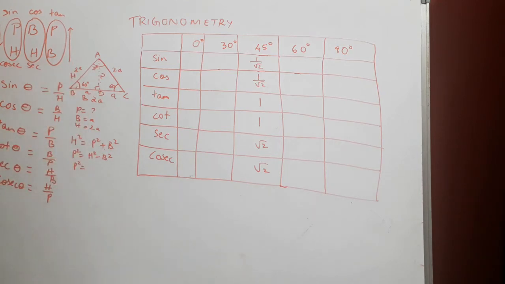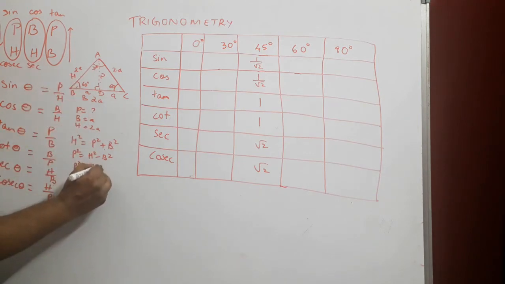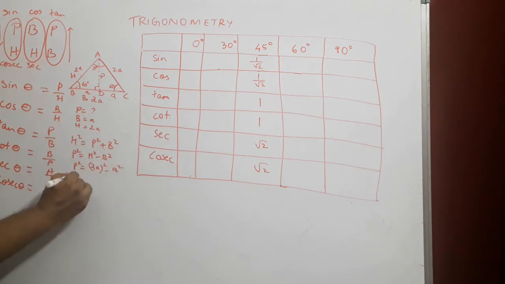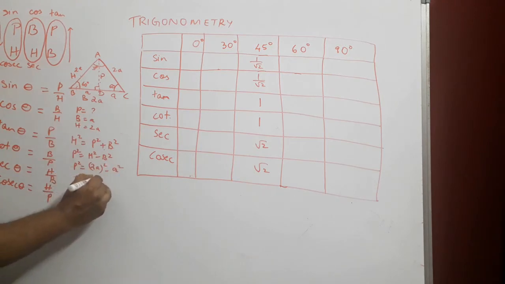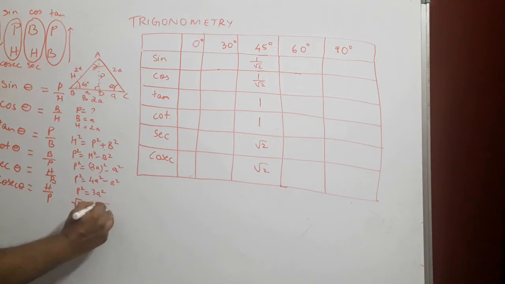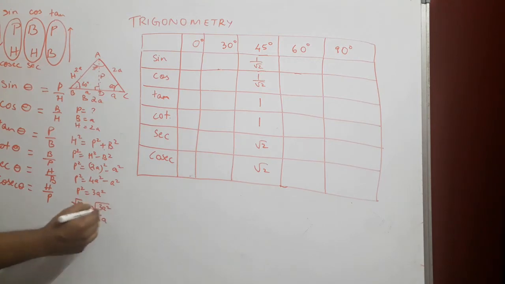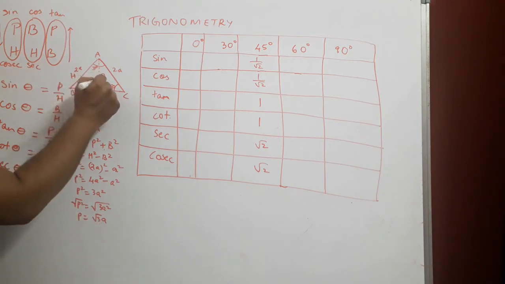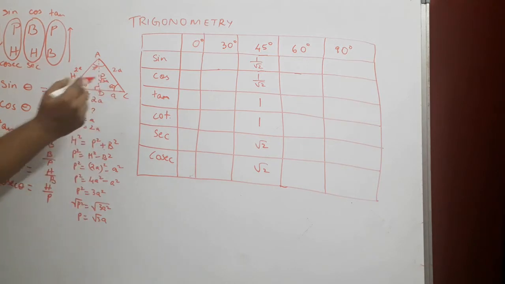So let us substitute. Hypotenuse is 2a, so 2a whole square minus b square. B is a, so we can write this as a square. P square equal to 2a whole square gives us 4a square minus a square. That will give us p square equal to 3a square. Now we need to find out p. We are interested in p. So square root of p square is equal to square root of 3a square. Square root of p square gives us p. Square root of 3a square will give us root 3 a, because square root of a square is a and root 3 remains the way it is. So p is root 3 a in case of 60 degrees, and I write it over here.